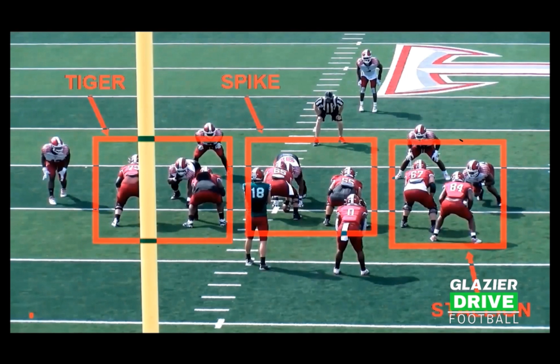The way we call these clusters is a play side tackle and guard. Again, they're running a tiger. That's what their cluster is called. Backside guard and center is called a spike. Again, all of our backside doubles start with an S. And then backside tackle and tight end is a stallion, starts with an S.